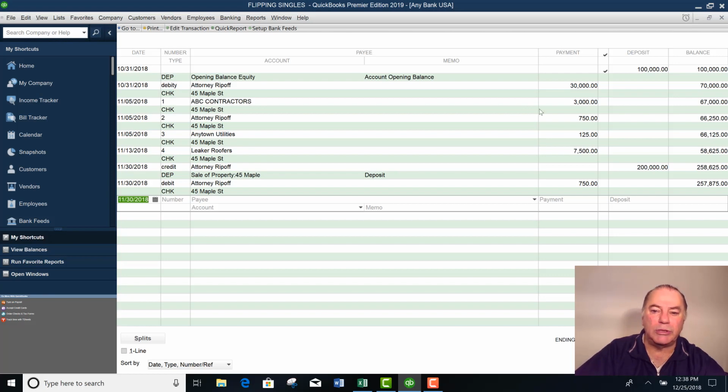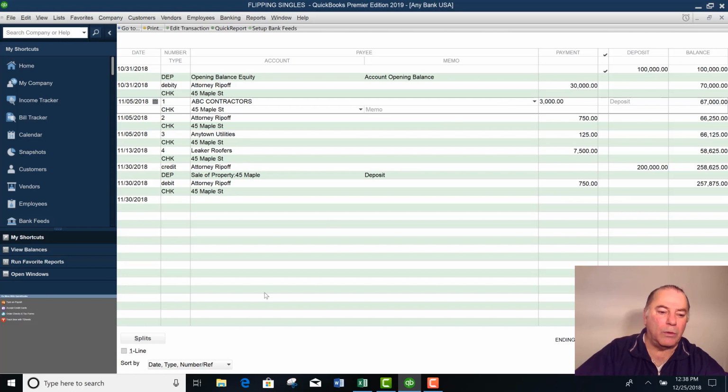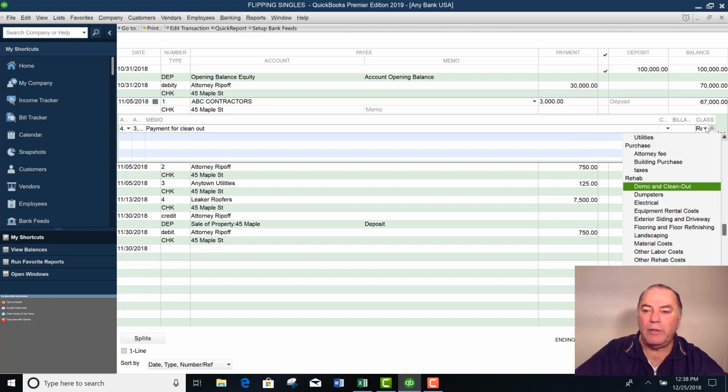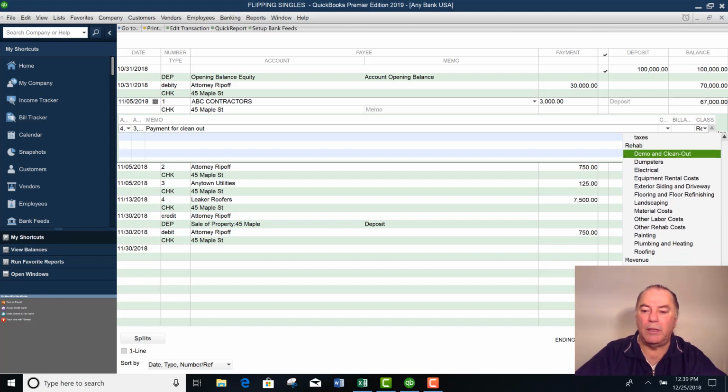Now, I'm going to just show you here. We're going to split. So you can see here what I did is, here's the payment for clean out. That comes under rehab, demo, and clean out. That was my class that I put it under. And you can see here I added some classes as I was going along to account for other things that would come up. All right, even under revenue, I put 45 Maple.